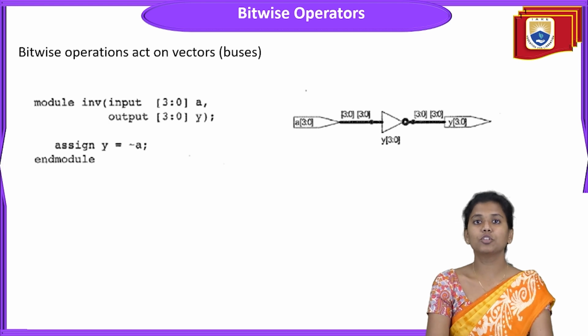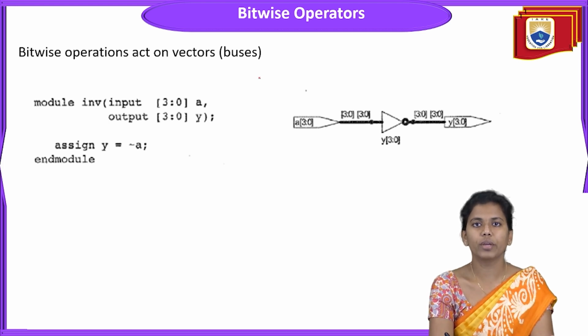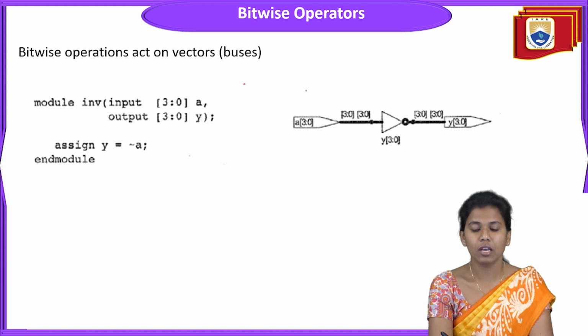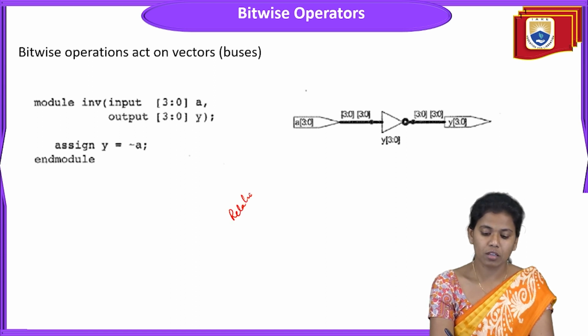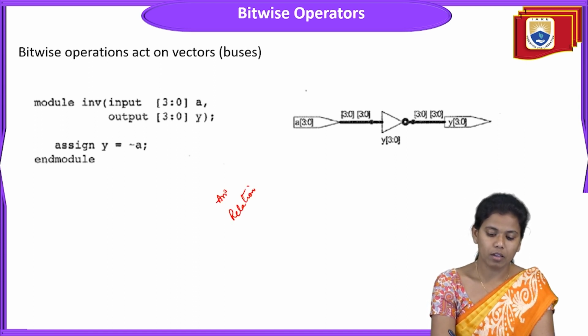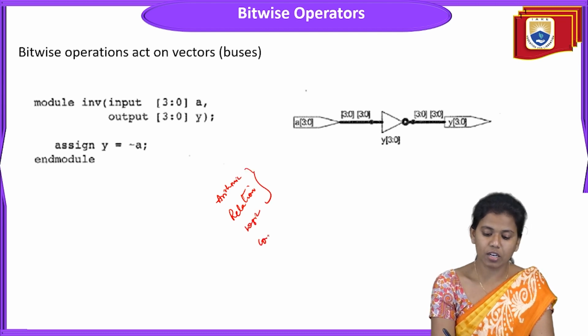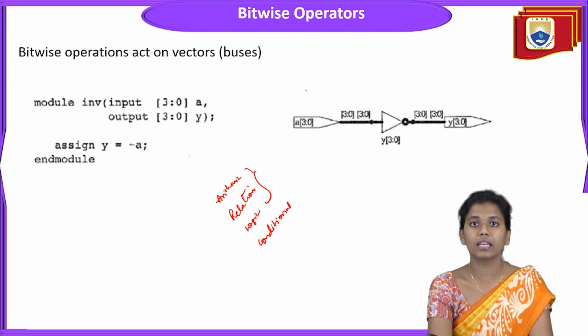And the second one is using bitwise operators. Here, in bitwise operators, we have already discussed a few: arithmetic, logic, relational, and conditional bitwise operators. These are a few of the bitwise operators, and here we will see an example of how to write syntax based on the bitwise operators.